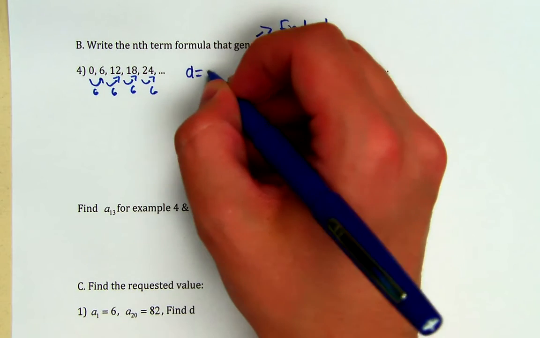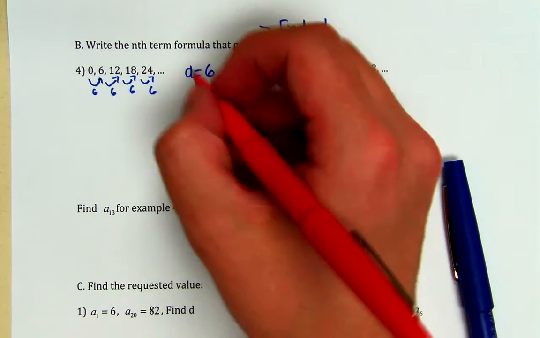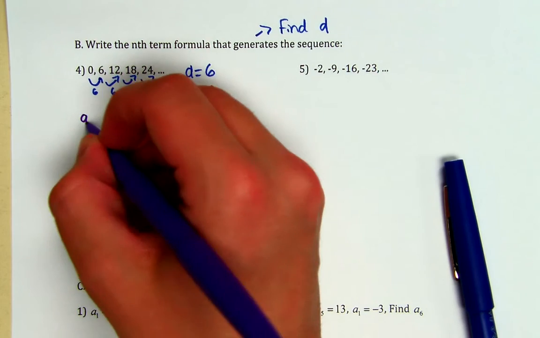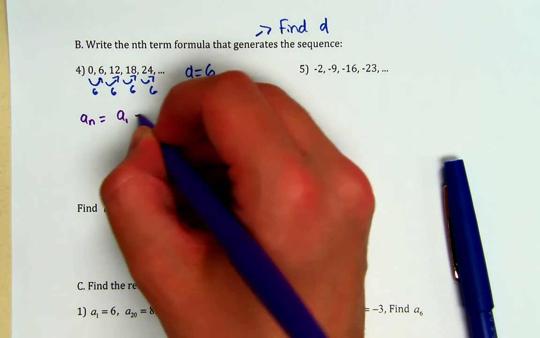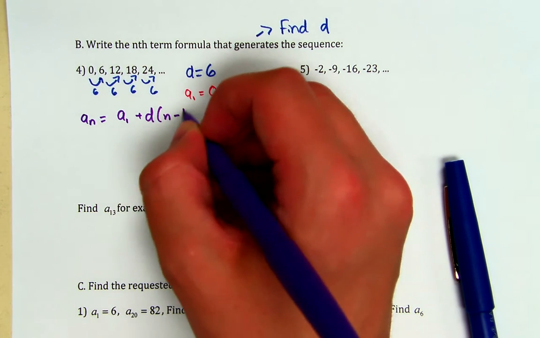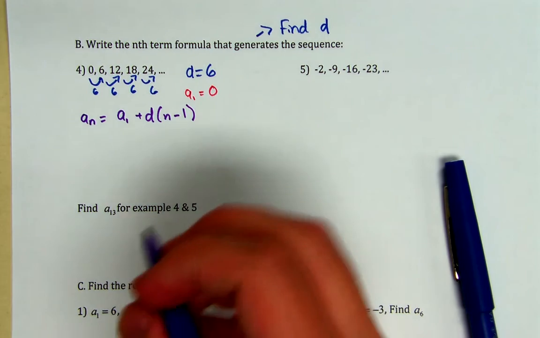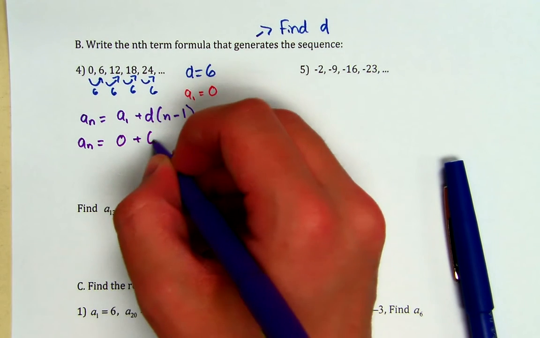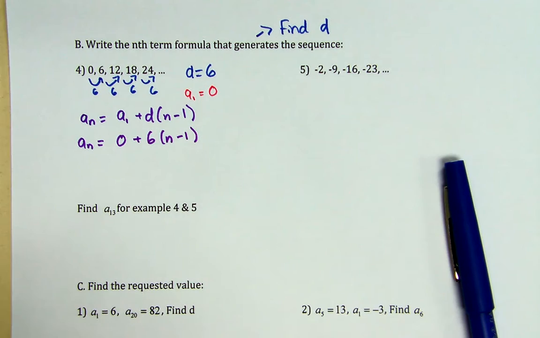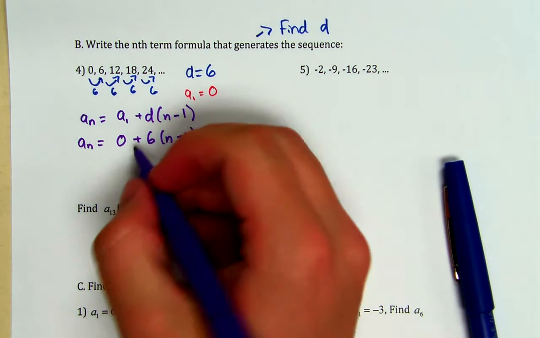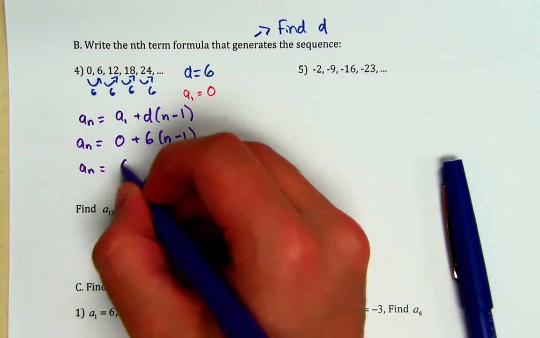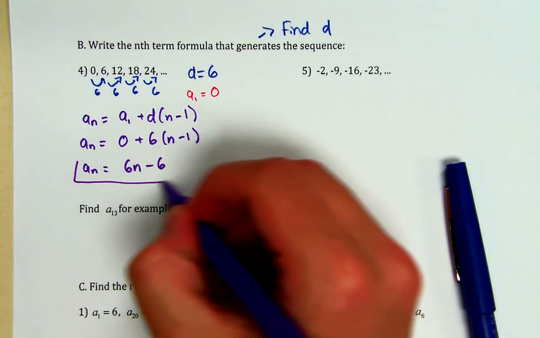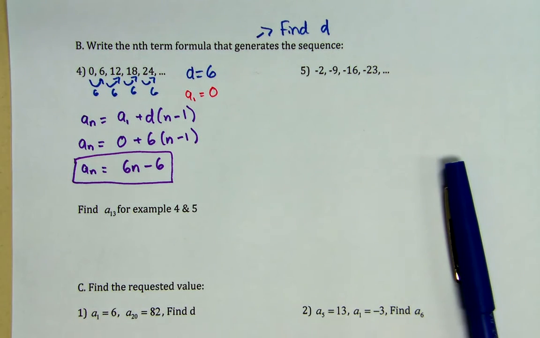So let's write the formula. If D equals 6, A1 equals 0, so we know an equals a1 plus d times n minus 1. Alright, so an equals a1 is 0 plus 6 times n minus 1. Well, that one's simple enough. An equals 6n minus 6. Alright, and we found that. There we go.